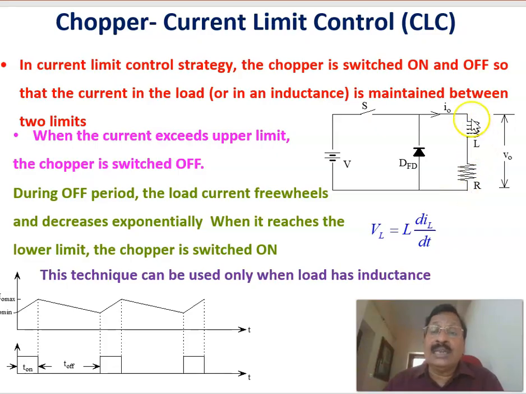Therefore, there should be a mechanism to watch the load current, and by watching the load current, we control the switch, that is, whether it is to be switched on or off. Once the current touches the maximum limit, we switch off, and once it touches the lower limit, we switch on again. This on and off method continues. Basically, that causes the change in duty ratio, and thereby you vary the average output voltage. That is the method we call current limit control, CLC. This is also a widely used method.